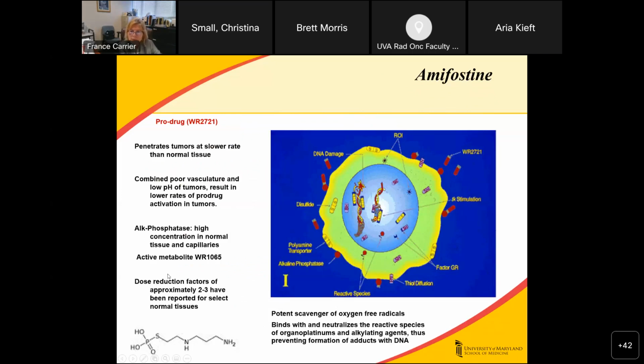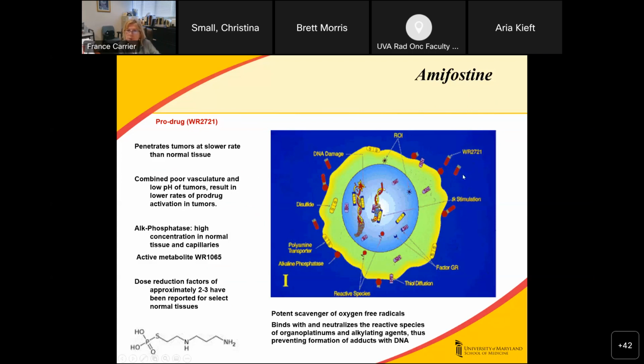It is actually a prodrug called Walter Reed 2721. The advantage is that it would penetrate tumor at a much slower rate than normal tissue. This is what we want, and it is due to poor vasculature, as we talked about, and a low pH in tumor. Another reason why it works better in normal tissue is that alkaline phosphatase is high in normal tissue as compared to capillary. And this is the alkaline phosphatase here.